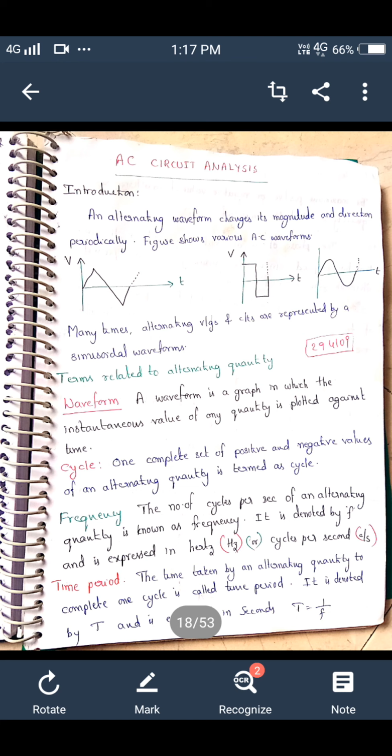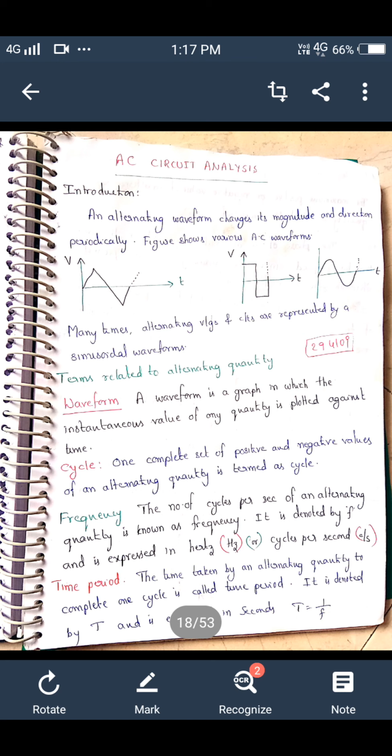If anything starts at one point, and the same thing starts again after some time, that is called a cycle. The time taken to complete one cycle is called the time period. See the definition: time taken to complete one cycle. And the definition of frequency: the number of cycles taken per second. See the difference between cycle and time period. Time period is the time taken to complete one cycle, time per cycle. Frequency is the number of cycles taken per particular time.